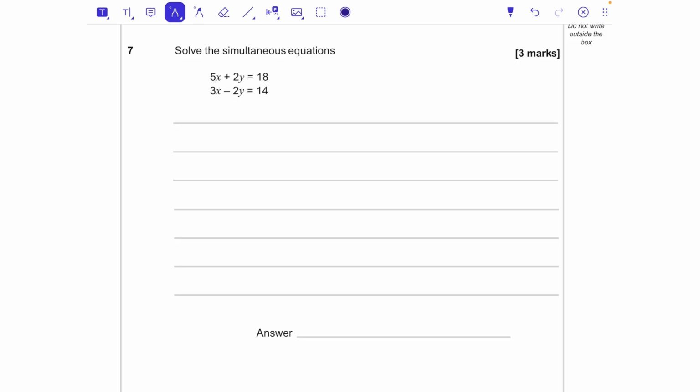Now in this case, if we look, one equation has positive 2y and one has negative 2y. So it's going to be easiest for us to get rid of those terms. If they weren't the same, we'd need to multiply both equations to make them the same, but here we were quite lucky. So let's write this out again. 5x add 2y equals 18. And 3x minus 2y is 14.